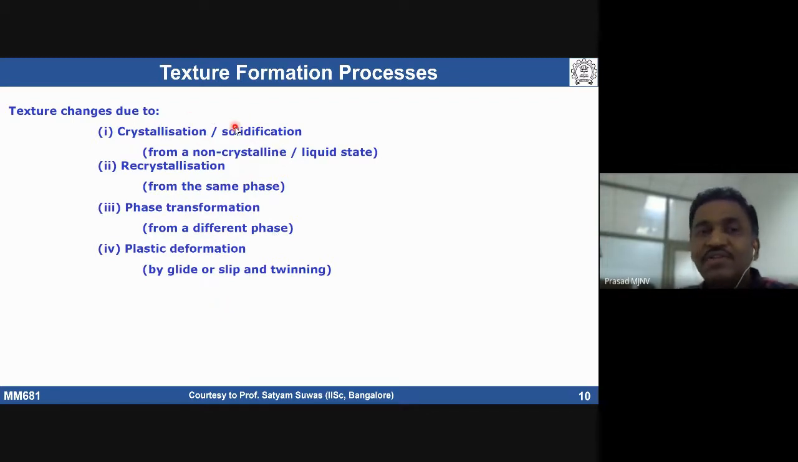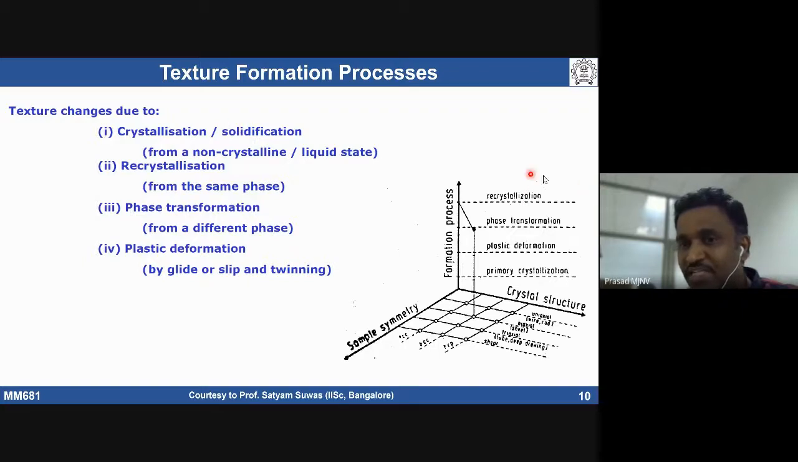The texture change is also going to depend on the crystal structure of the material. These are basic formation processes. The texture change you're going to see basically depends on crystal structure and also sample symmetry. That means what type of deformation you're giving. Are you giving uniaxial deformation, wire and rod? The same material, but the texture may be different. Biaxial conditions will give a different texture. If you give a triaxial state of stress, the type of texture that can develop is going to be different. If you give only shear deformation, the texture is going to be different.